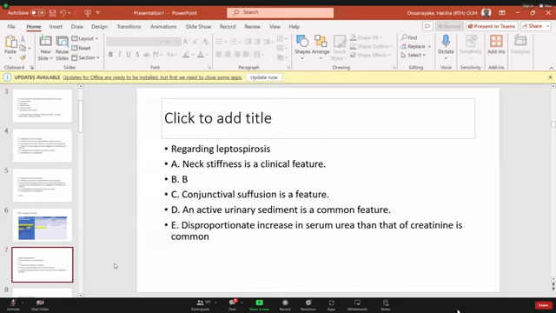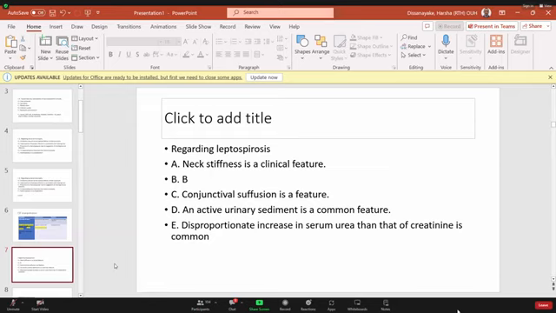An active urinary sediment is a common feature. Well, you can call it a common feature, but what do you understand by the term active urinary sediment? This actually doesn't have a very precise definition. Generally, we say if there are red cells, red cell casts, and pus cells, that is an active sediment. But in practice, if the patient has red cell casts, or at least microscopic hematuria, in other words, if you find red cells in the UFR, then you start thinking this is an active sediment.